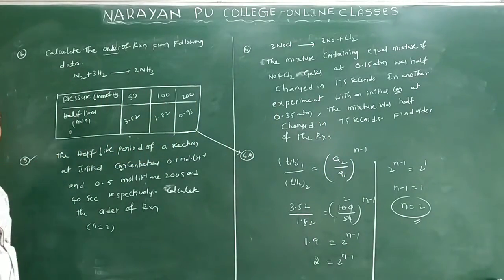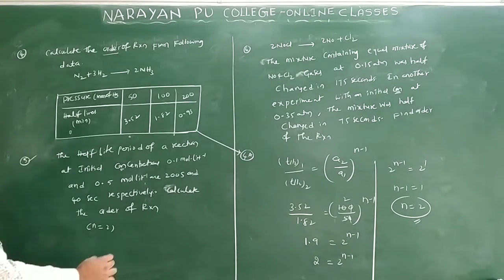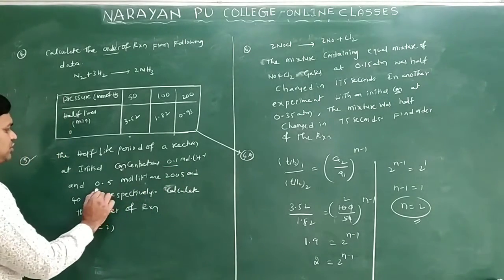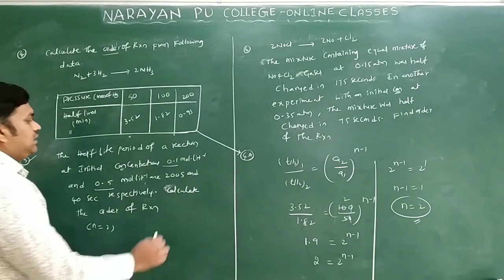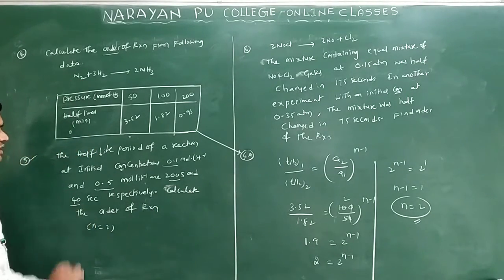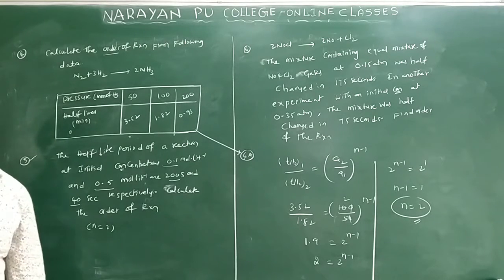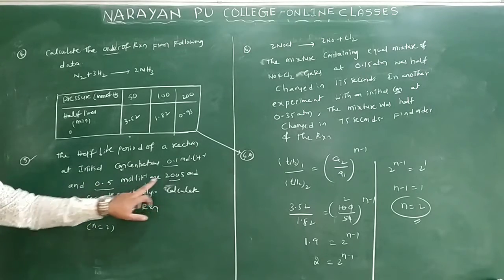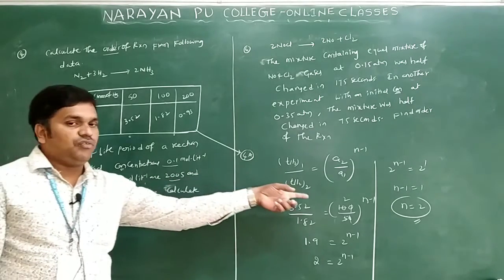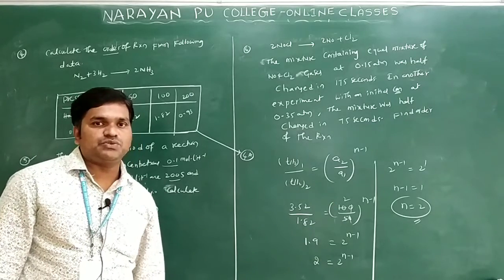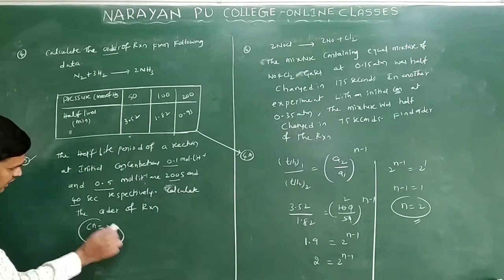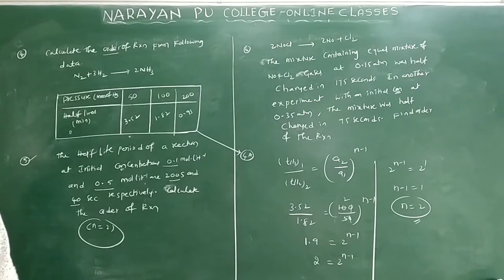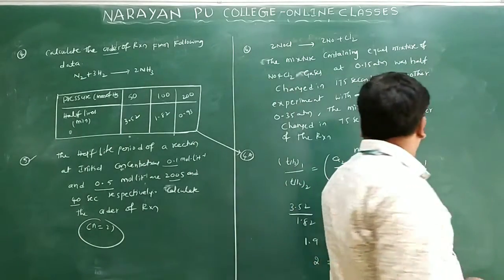Question number 5. The half life of a reaction at initial concentration 0.1 is changed to how much here? 0.5. And the time is 200 seconds and 400 seconds respectively. Calculate the order of the reaction. So this is A1, this is A2, this is T1 and this is T2. What is the formula? T1 of by T2 of is equal to A2 by A1 whole power n minus 1. So you will do the calculation of the order, you will get the second order reaction. Same order. So you solve this question number 5. Clear? Now let us see question number 6 we have.